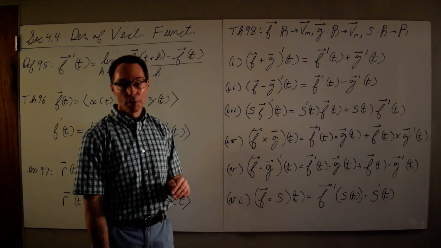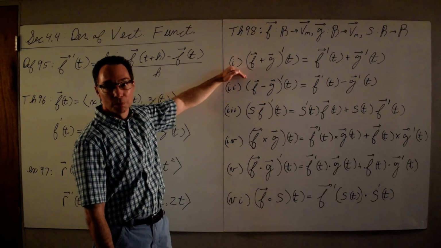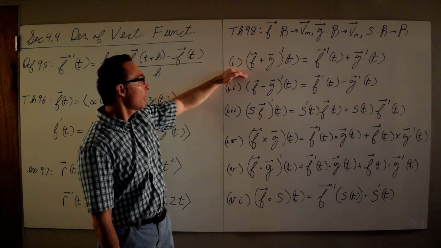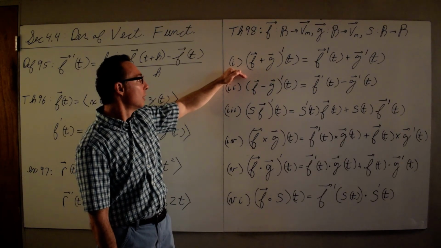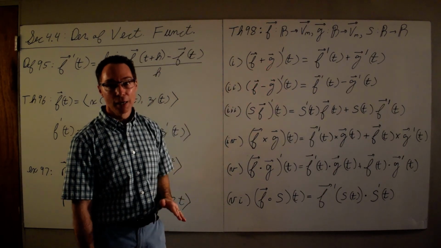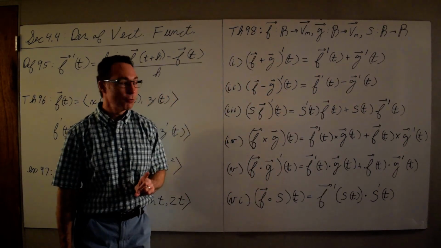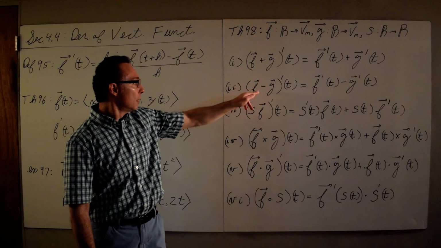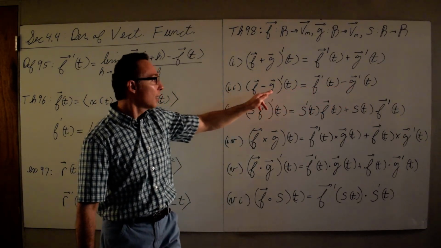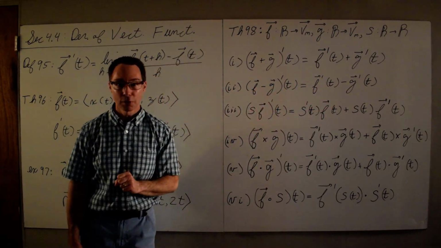Now, remember from Calc 1, the derivative of the sum is the sum of the derivatives. We liked that in Calc 1, it worked the way we wanted it to, and we have the same thing for vector-valued functions. This is f of t plus g of t. You add two vectors together, you get a vector. f and g are vector-valued functions. The derivative of the difference is the difference of the derivatives, just like in Calc 1, except here we have vector-valued functions.